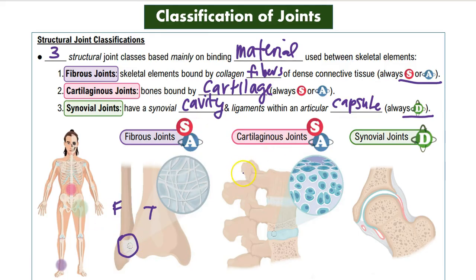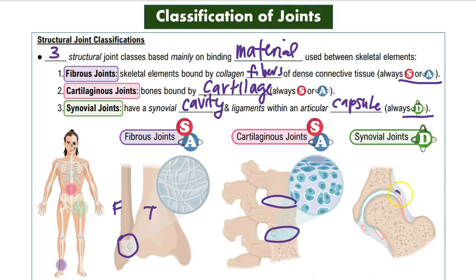Cartilaginous joints, as we see here, like we see in our intervertebral disc, in between the vertebrae is going to be our cartilage. Okay? And as you can see, when you expand this cartilage under the microscope, you're going to see that there are a lot of chondrocytes, which is how we are able to distinguish our cartilage. They have chondrocytes between them. Okay? Next, we also have our synovial joints.